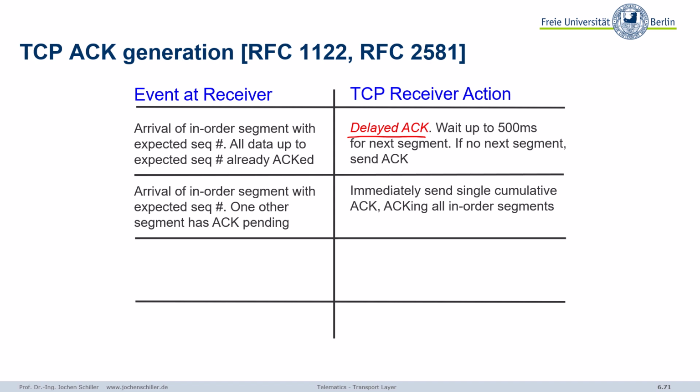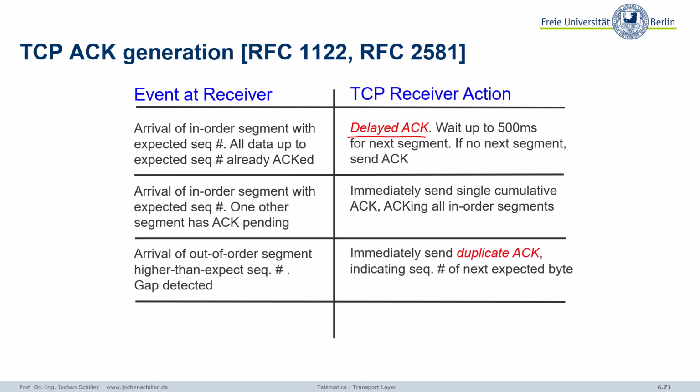But another segment still has an ACK pending, so I haven't sent the other acknowledgement, I delayed it. Then I immediately send back a cumulative acknowledgement, ACKing all in-order segments. So what does it mean? There was something missing up to this expected sequence number. This was missing, I haven't ACKed another segment. Now everything is fine. I can actually send back the acknowledgement acking all the in-order segments.